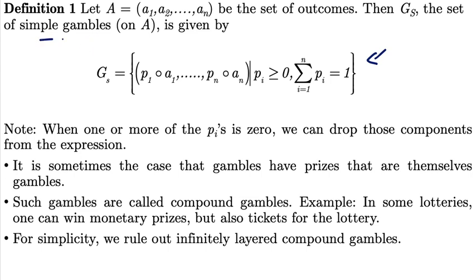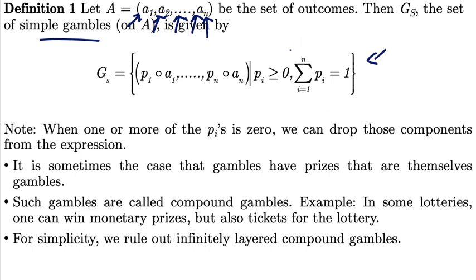So when we say a set of simple gambles, that means each of the outcomes in A here, we associate with its own probability. And in this case, you can see GS is actually the set of P1 as a composite of A1 until Pn, probability of outcome n, as a composite of An, evaluated at probability Pi greater or equal to 0, and the sum of all probability is 1.